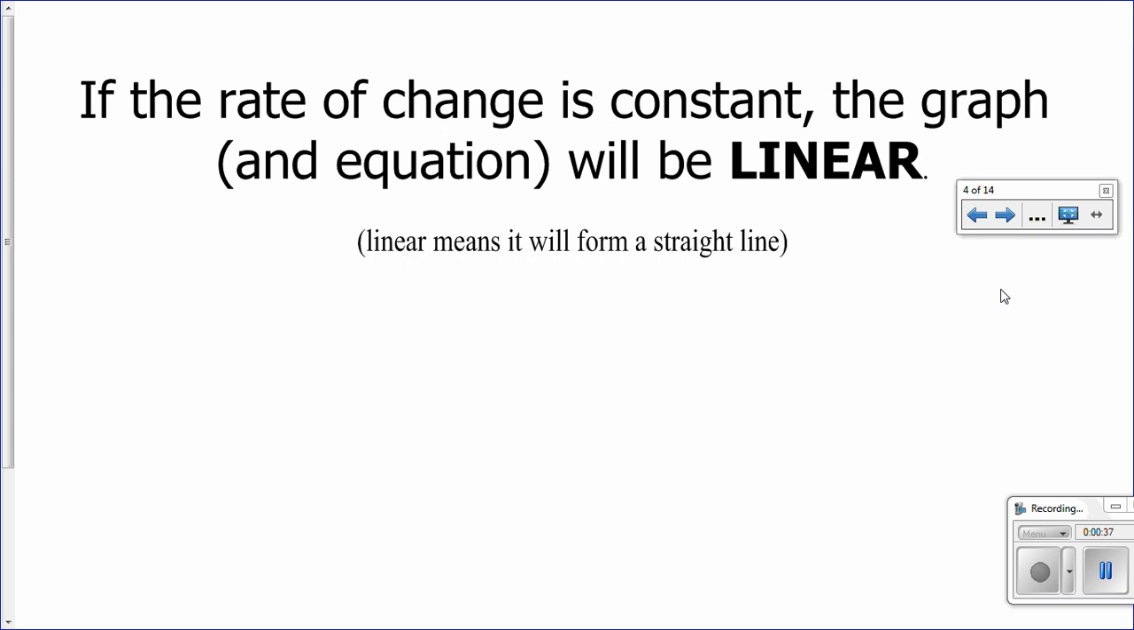If the rate of change is constant, meaning it stays the same, your graph and equation will be linear. Linear means it's going to form a straight line.